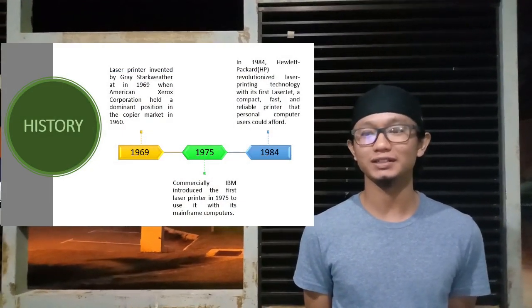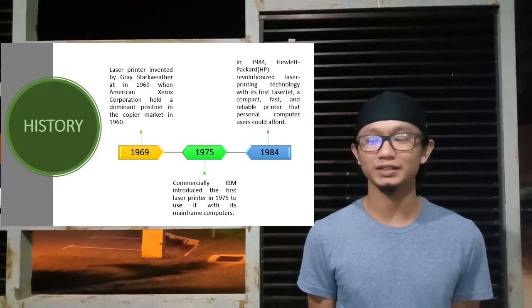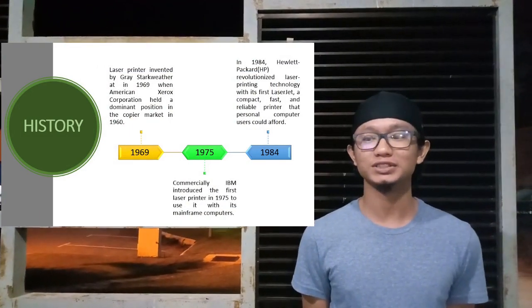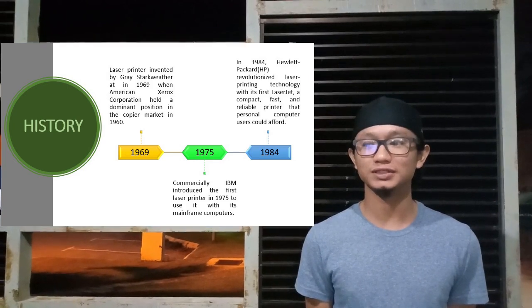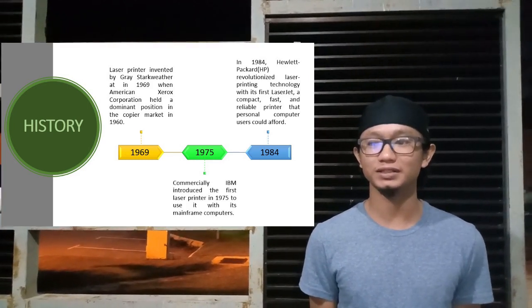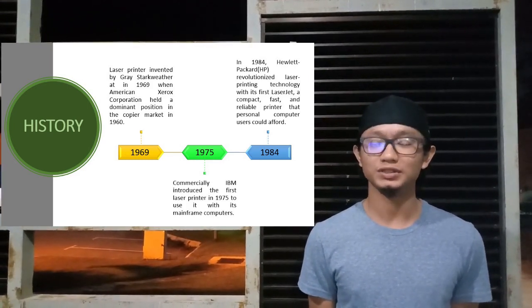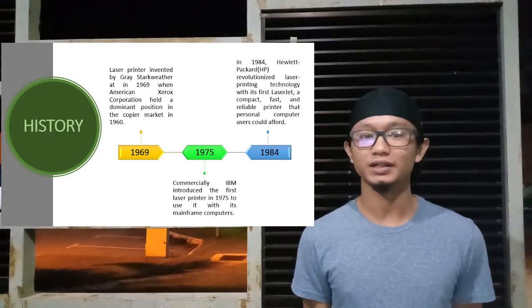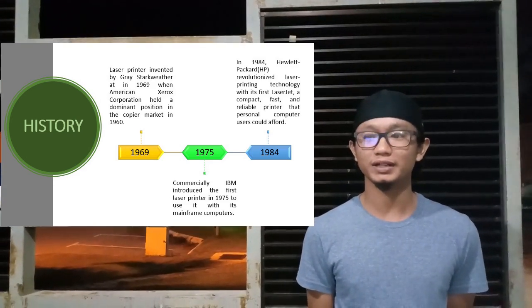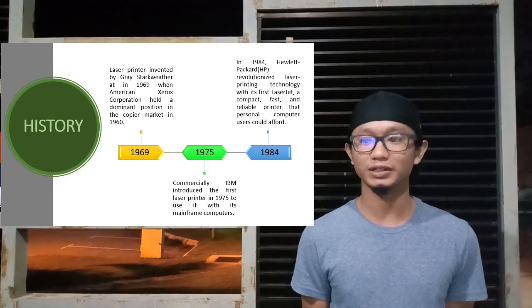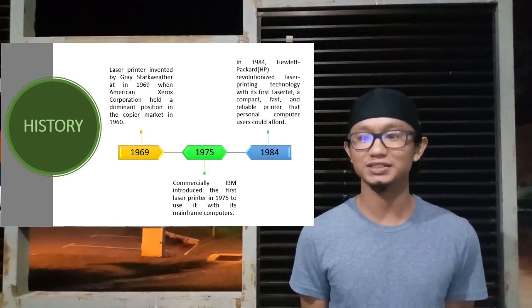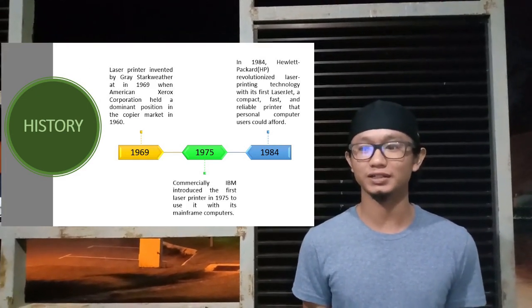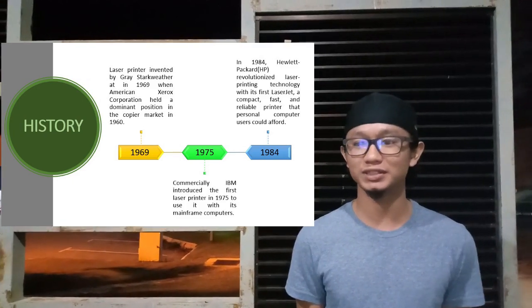The history: the laser printer was invented by Gary Starkweather in 1969, when American Xerox Corporation held a dominant position in the copier market in 1960. Commercially, IBM introduced the first laser printer in 1979 to use with its mainframe computers. In 1984, Hewlett-Packard revolutionized laser printing technology with its first LaserJet, a compact, fast, and reliable printer that personal computer users could afford.